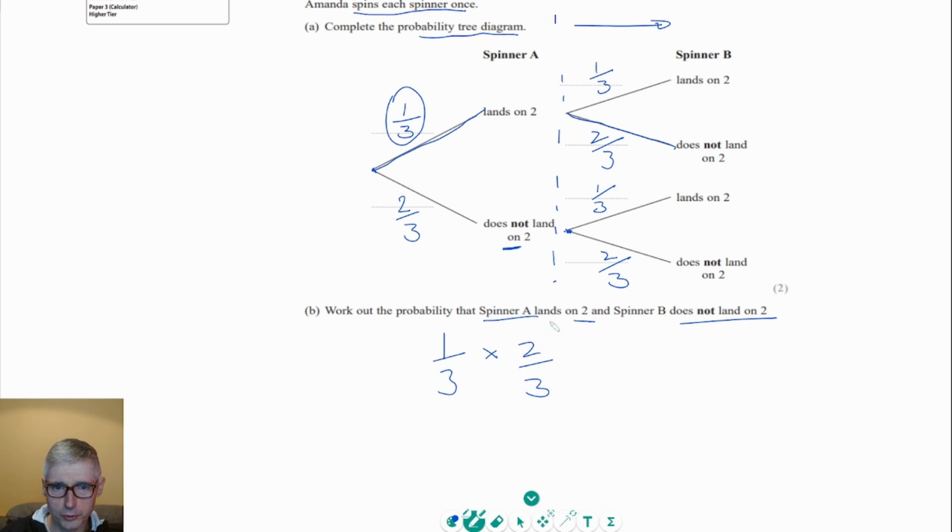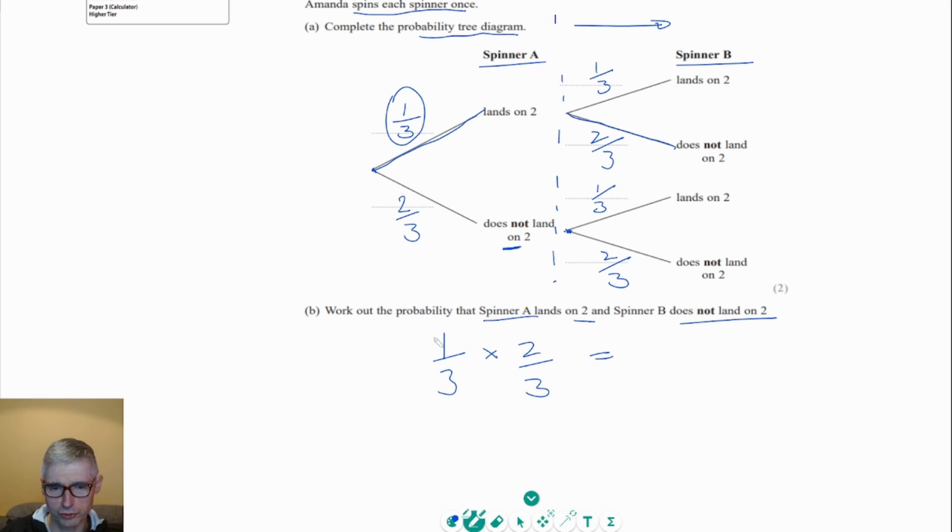Because when we have something called independent probabilities, which is what this is, because we've got 2 things happening which don't affect each other. So we can see whatever happens on spinner A doesn't affect what happens on spinner B. So they are what's called independent events. So for that, we can multiply them together.